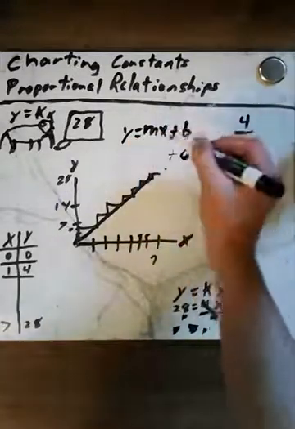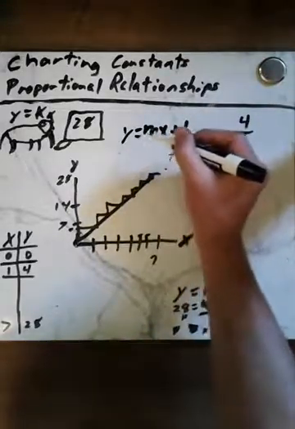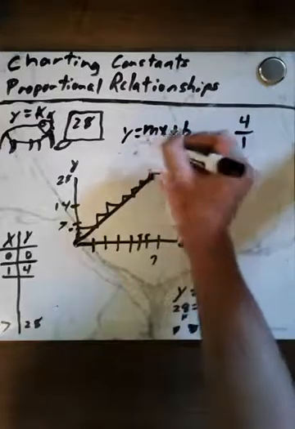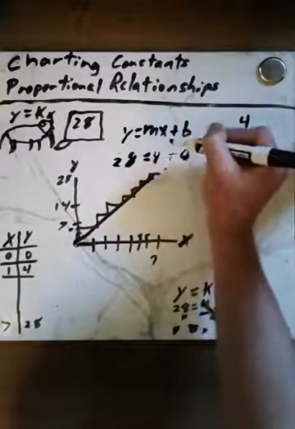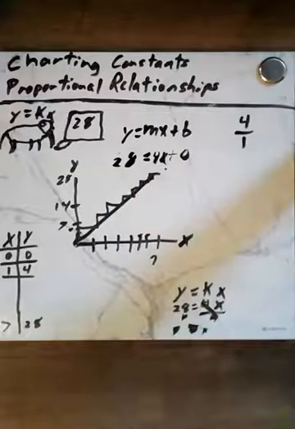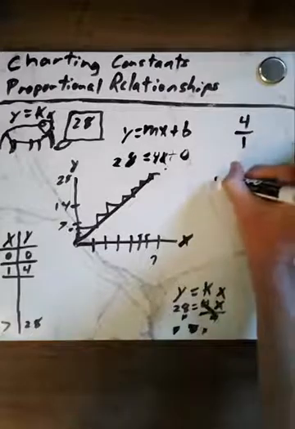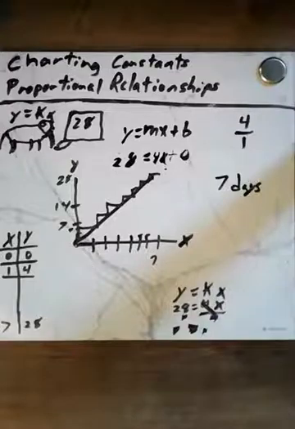So y, in this case, we could say 28 equals 4x plus 0. And there we've solved our equation, and we know that it takes 7 days before the tank gets empty and we have to refill it for Sam.